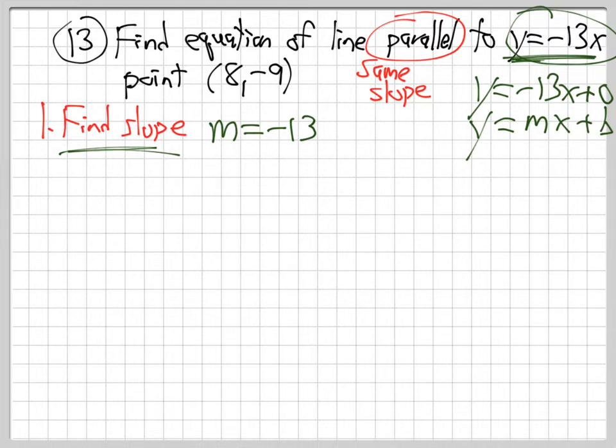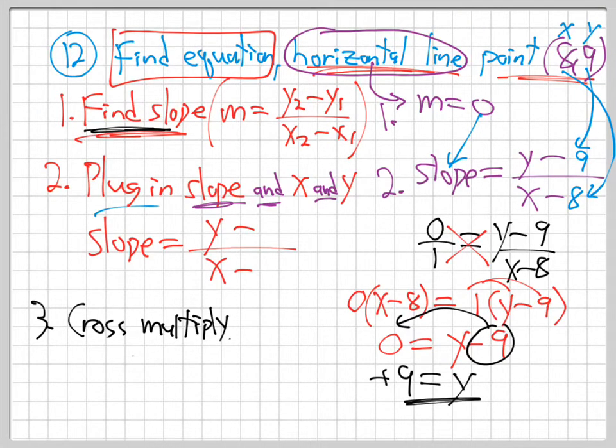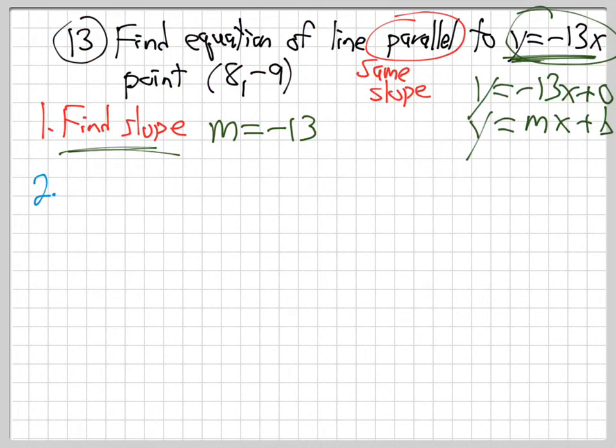So that's some other equation. His slope is negative 13, because when y is alone, the number next to x is the slope. So his slope is negative 13. Step 2, so we've got the slope. What do you do next? Plug into the slope equals y minus blank over x minus blank. So slope equals y minus blank over x minus blank.